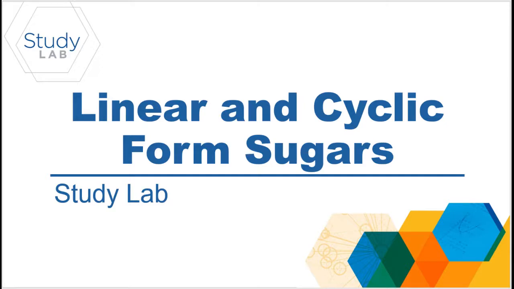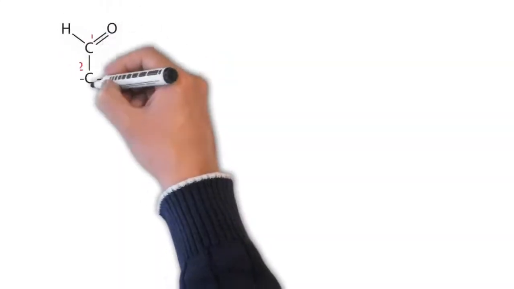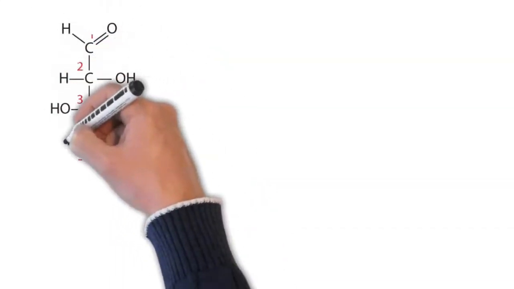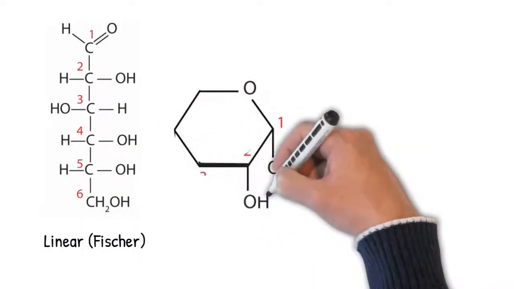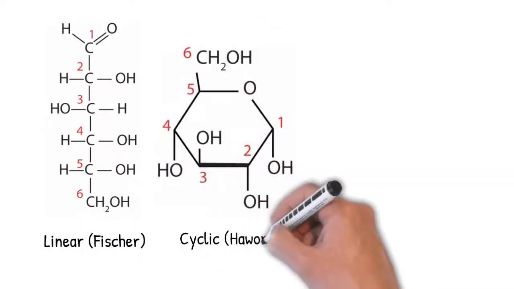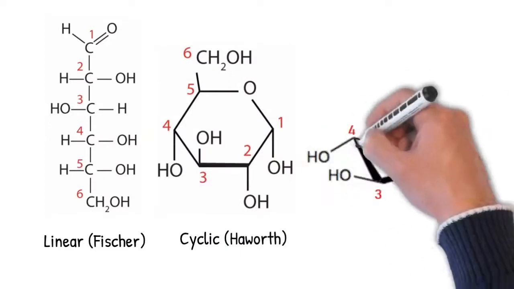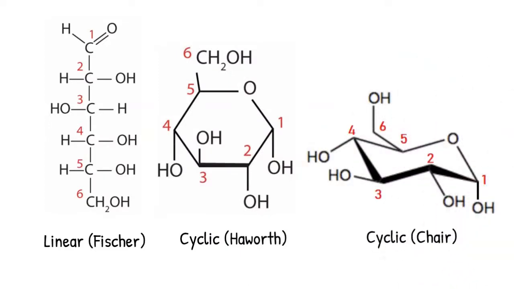In Orgo 2, you will need to understand the relationship between linear and cyclic form structures of sugars. In case it motivates you to study this concept more, this is also stressed on the MCAT. Firstly, here are the stars of the show, the linear and cyclic forms of glucose, the latter of which is commonly represented either with a Haworth projection or chair conformation.